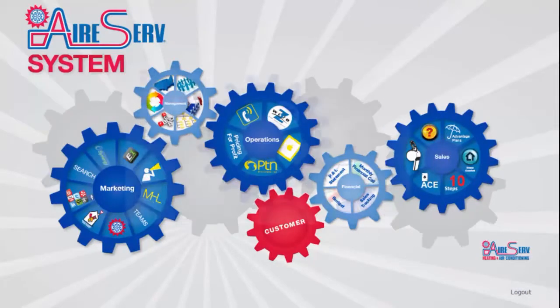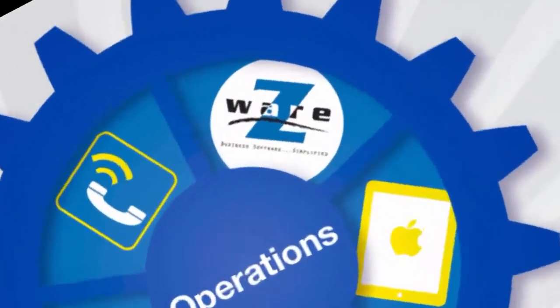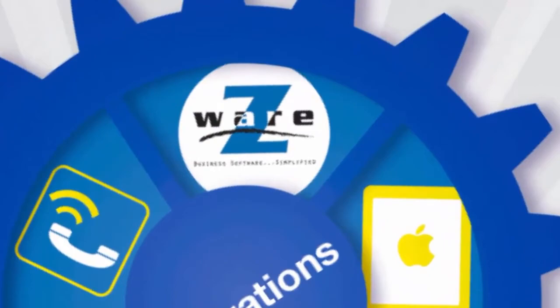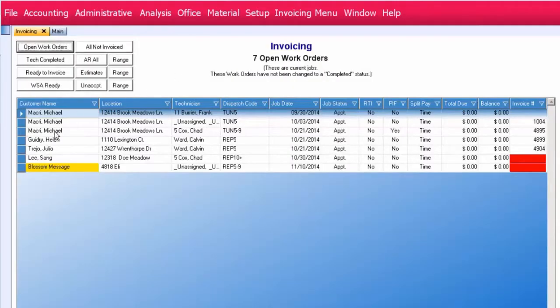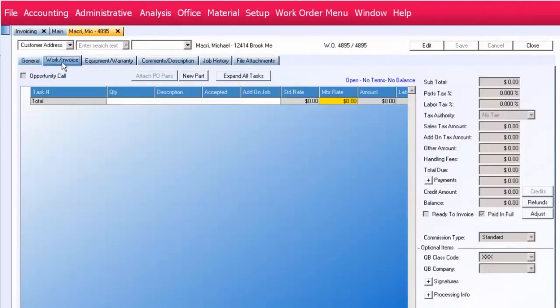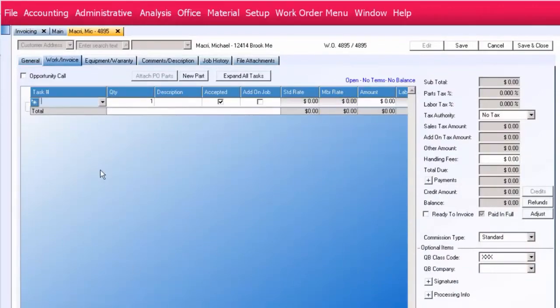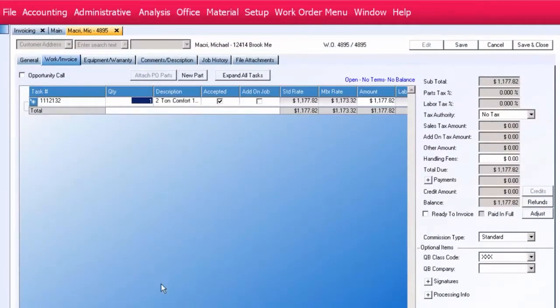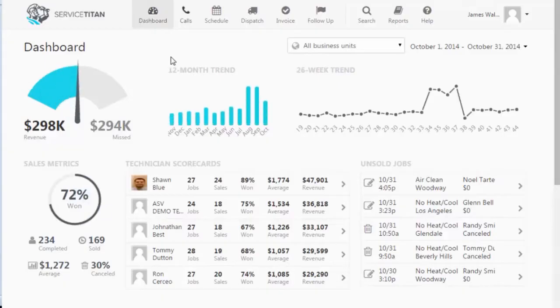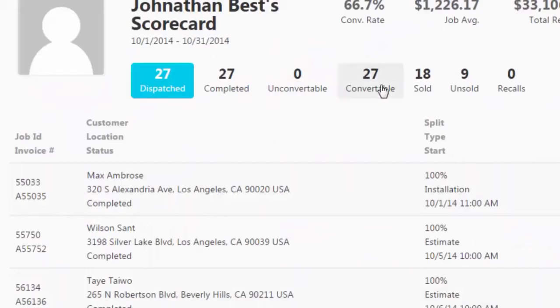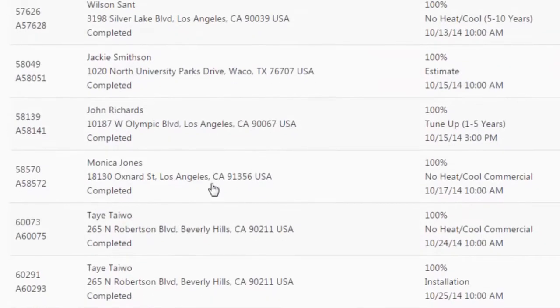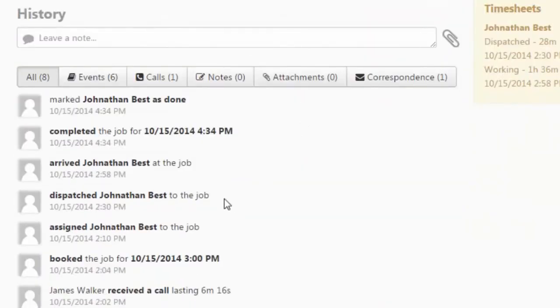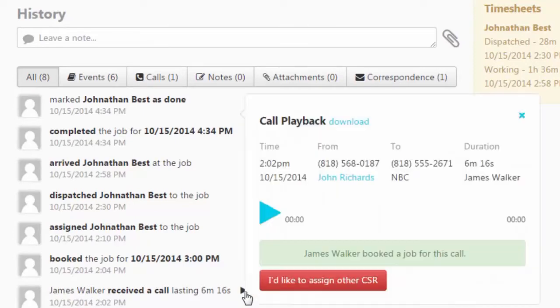Next, let's talk about operations. Zware is our proprietary CRM system. What this means is it handles all dispatching, all of our invoicing, all of our tracking of revenue, all of our human resource management. It's a very intuitive product and very easy to learn for your frontline staff. ServiceTitan is our other CRM system, and as you can see by some of the examples shown here, it's also very intuitive. You can add videos to invoicing, and once again, it tracks and manages your entire team.